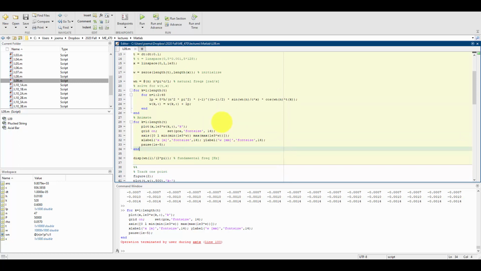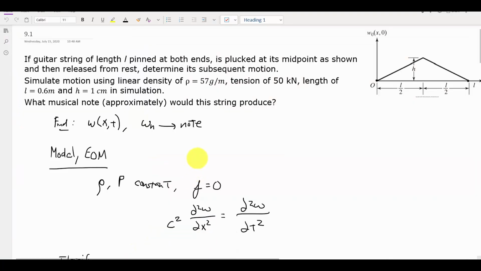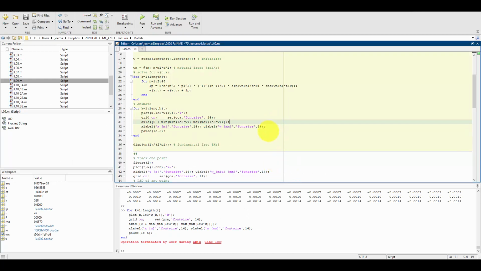So let's go back to what we were trying to find here. We wanted W of x, t. Well, we have that. That part is done. We want to know what musical note the string produces. And we can look at this a couple of different ways. One way we can do this is actually looking at a power spectral density.